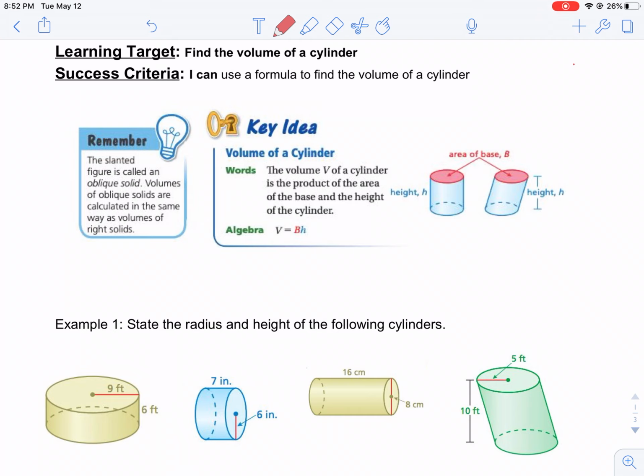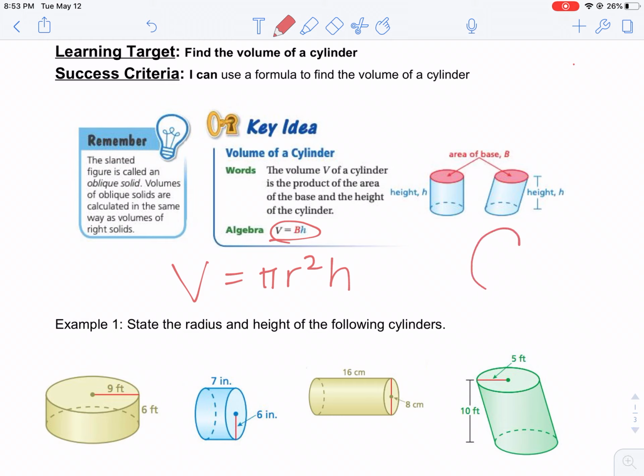Okay, all right, so to jump into this lesson, we're going to be looking at volume of a cylinder. So remember from last year that volume is how much an object can hold. So we're looking at just what the object can hold. For these shapes, we're going to be looking at a formula that is the area of the base times the height. And because these are cylinders and the base is a circle, the area of the base is pi r squared, and then we'll be multiplying by the height. So this will be the formula we're using.